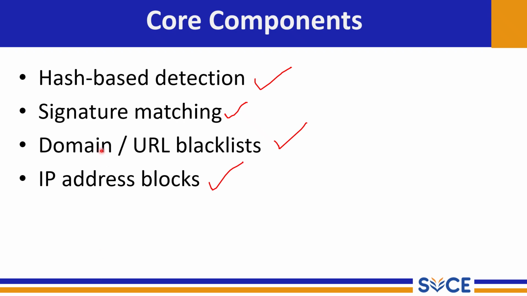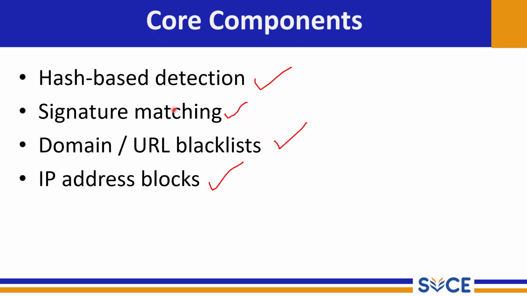Here, hash-based detection: files are identified by cryptographic hashes like MD5, SHA-1, SHA-256 of known malware samples. We have already discussed the various hashing methods and detection in Unit 1 and Unit 3, in order to prevent such cases, right?